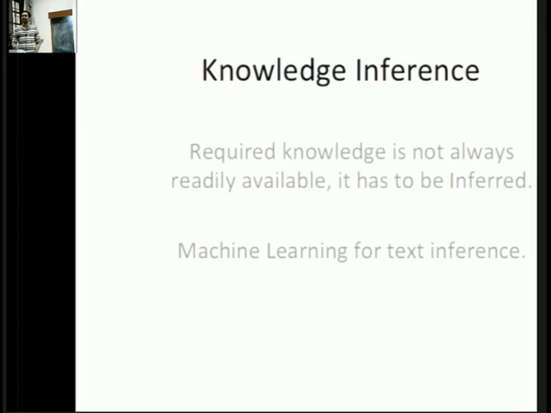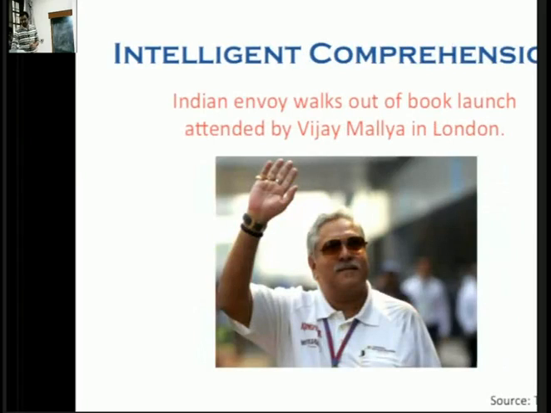So here again we are restricting ourselves to text, not to video or audio, but within given text data, can you still infer something more with just given so much text data? This thing occurred very recently in The Hindu as a headline: Indian envoy walks out of book launch attended by Vijay Mallya in London. It does not talk much about what event was happening, why was Vijay Mallya in London, why did the envoy walk out. So any guesses on why did this event occur as such?